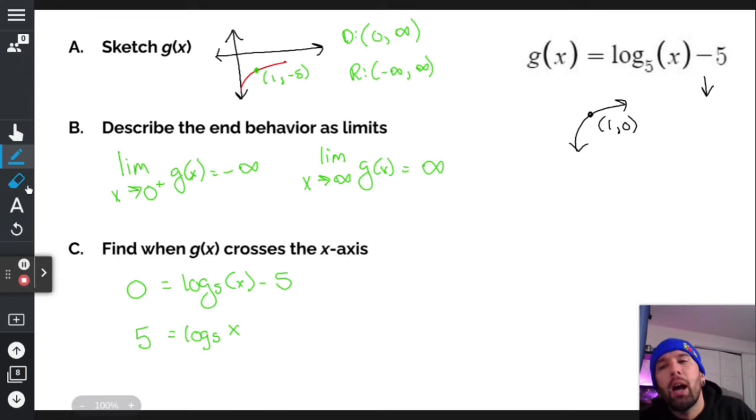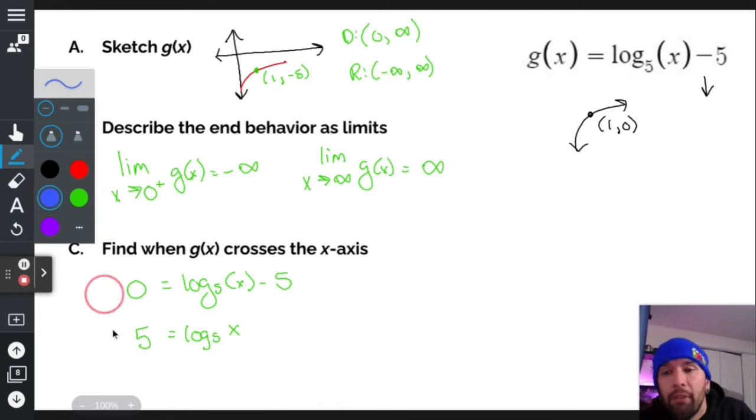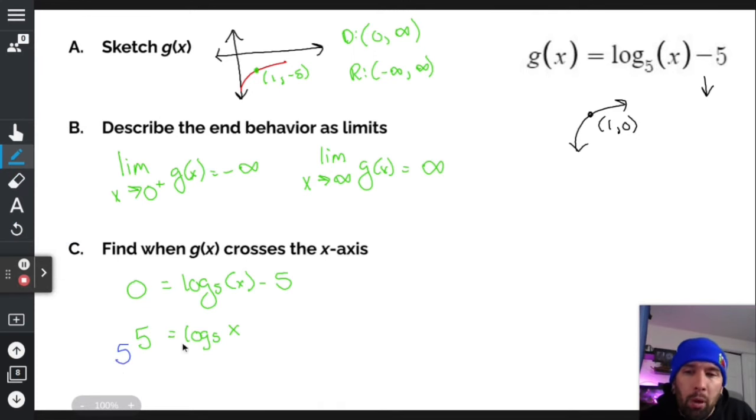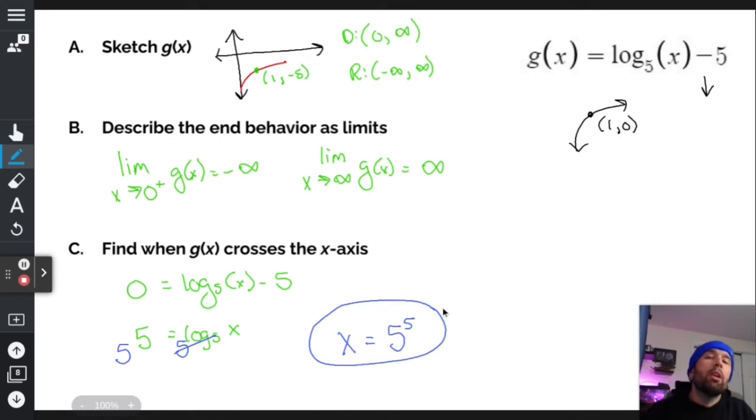In order to get rid of the log, let's take 5 to the power of both sides. So that goes away, and x is going to equal 5 to the fifth, which is a pretty big number, though. And again, you can kind of see that because see how slowly that goes up? It's going to take a really long time to hit the x-axis. I know 5 to the 4th is 625, so multiply 5 to that, 3,000-something, you'll eventually hit the x-axis.